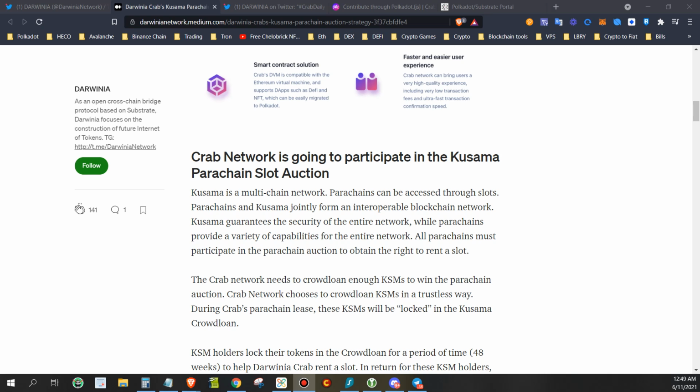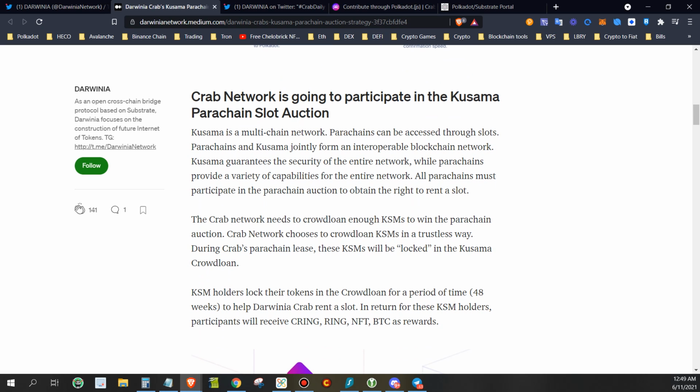All parachains must participate in the parachain auction to obtain the right to rent a slot. Crab Network needs to crowdloan enough KSM in the Parachain auction.